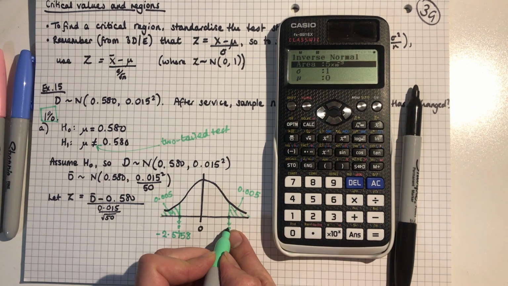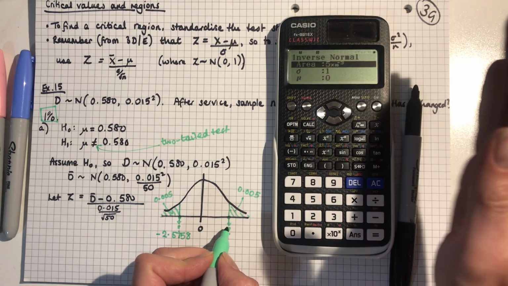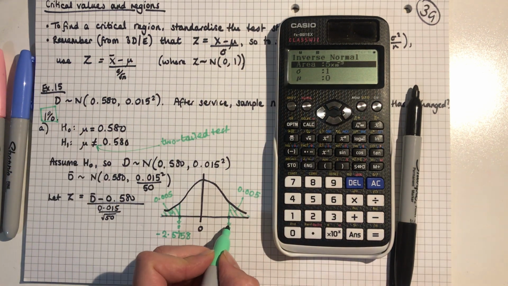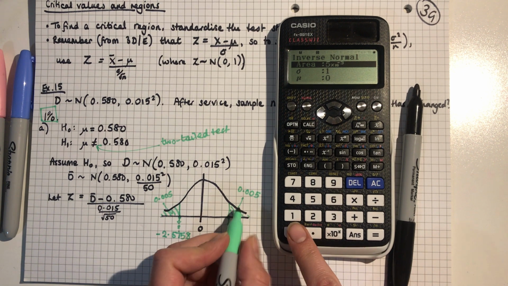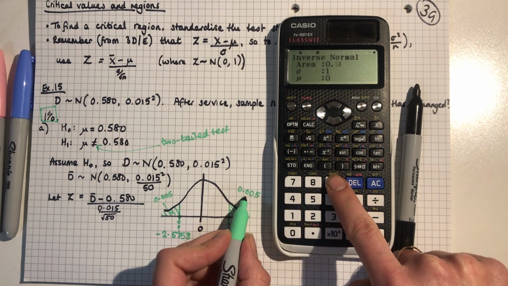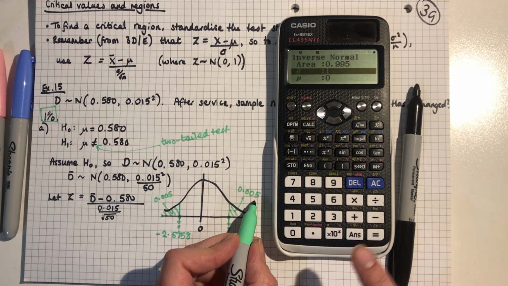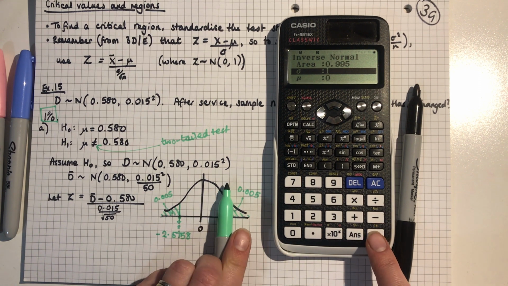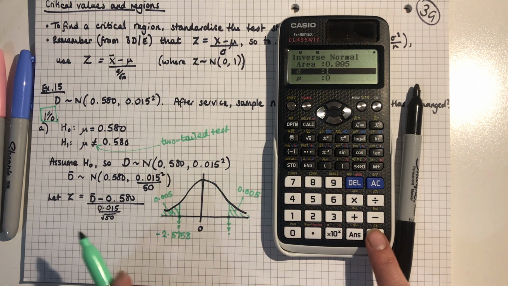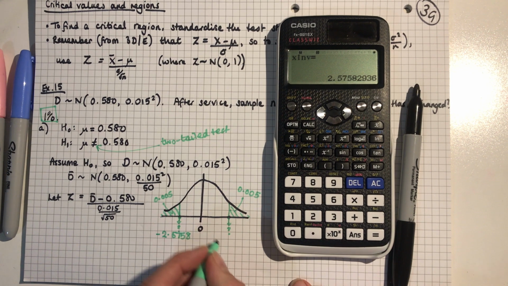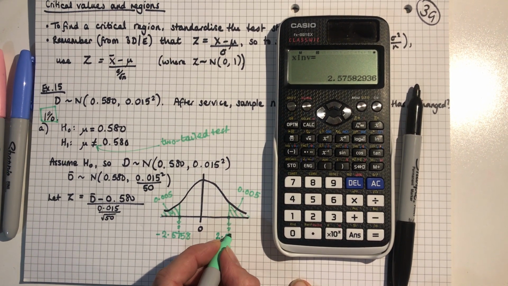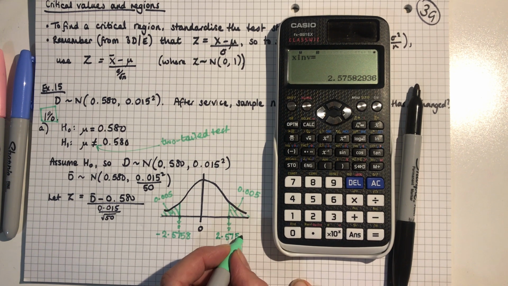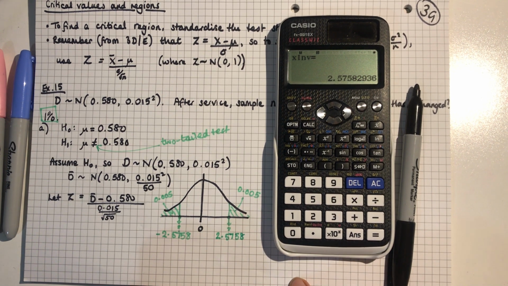Now, for this value, don't forget the inverse normal uses the area to the left, the less than area. So if that's 0.005, I need to type in here 0.995 because I want all the area all the way down there. And that gives me a value of 2.5758.